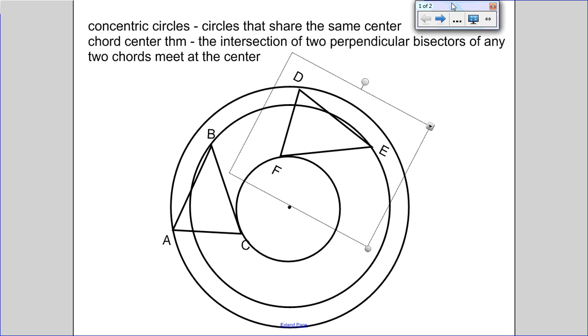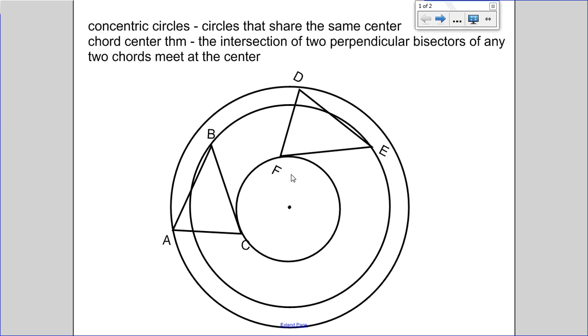Concentric circles, what I've drawn here, are just circles that share the same center. But then this chord theorem, or chord center theorem, we're going to use in Unit 6 actually. It says the intersection of two perpendicular bisectors of any two chords meet at the center. Now, why I give you these is that a rotation is essentially this. You have a triangle and all these points rotate around these concentric circles. Why we can use the chord center theorem is that all three of these circles share the same center.